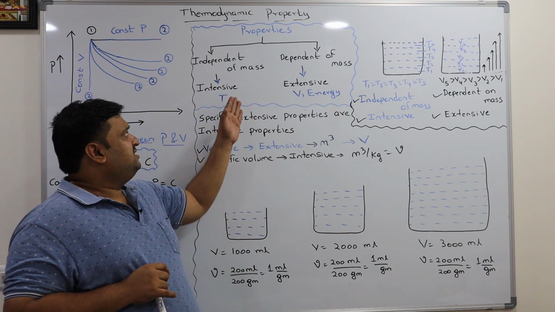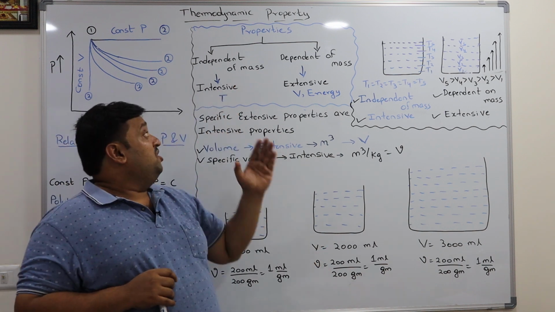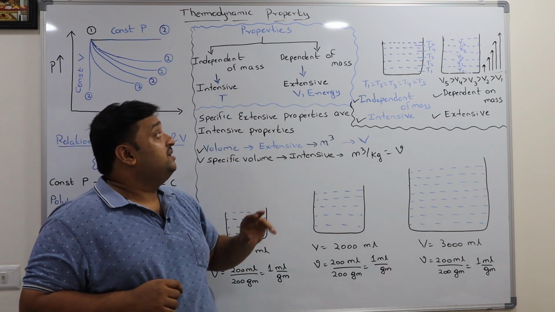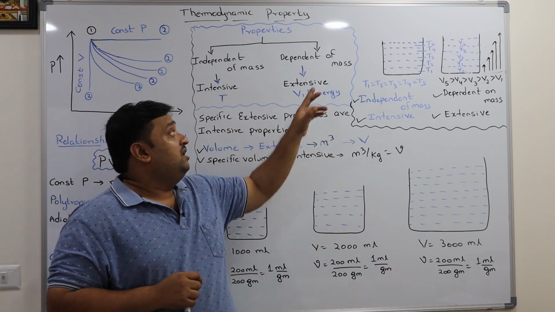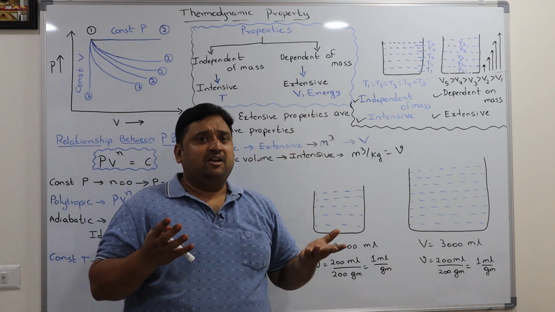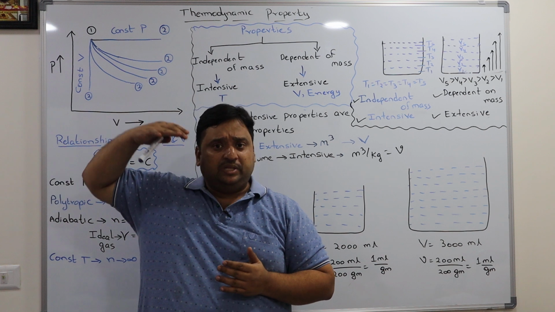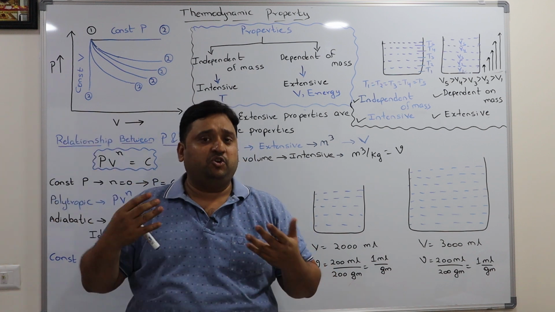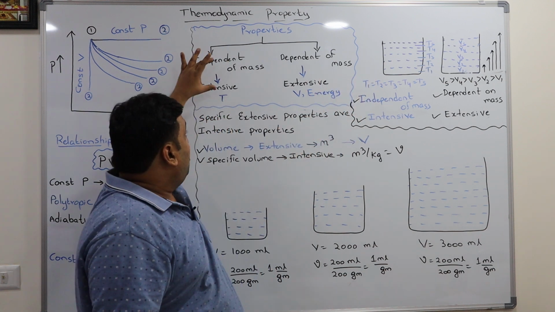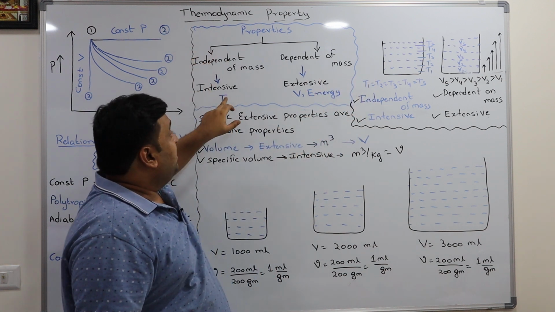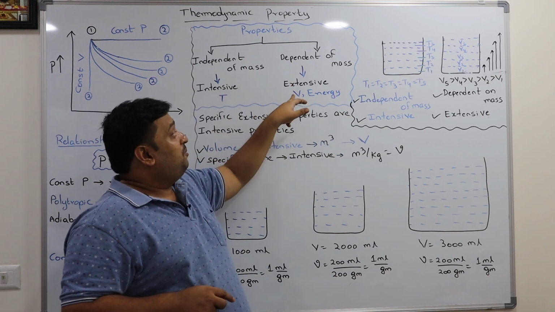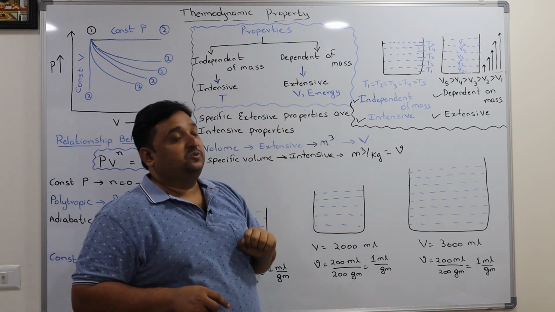Let us define. For example, there are many properties. The one which is independent of mass is the temperature. And another example which is dependent on mass is the volume or energy. Many other things. While we go through thermodynamics, you will get to know. Let us take a very good example of how I can identify that a property like temperature is intensive, and a property like volume is extensive.